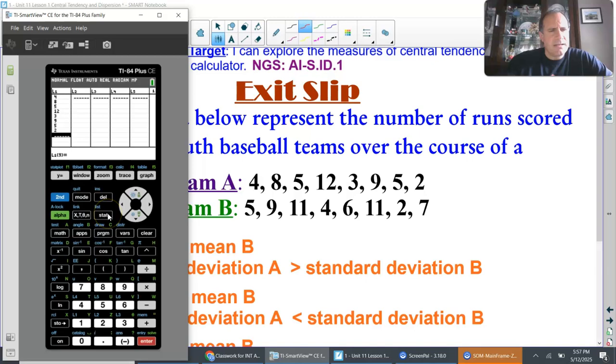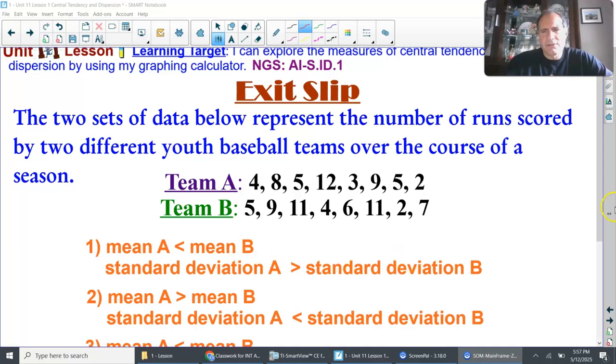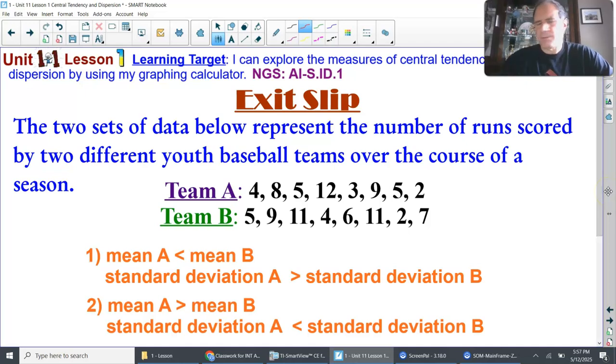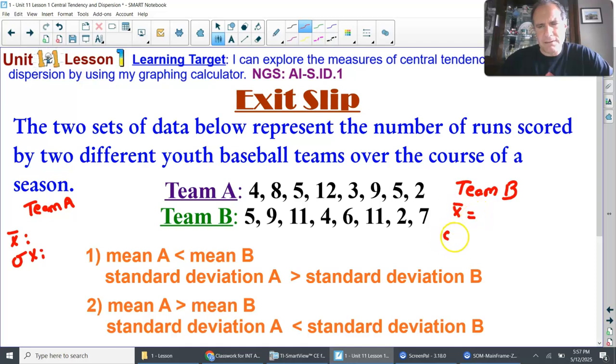So then when I press Stat, let me just go down and see its mean, standard deviation, and that's it. So I'm just going to put Team A over here. Mean, which is x with a line on top, and sigma x for standard deviation. Team B, x for the mean and standard deviation.